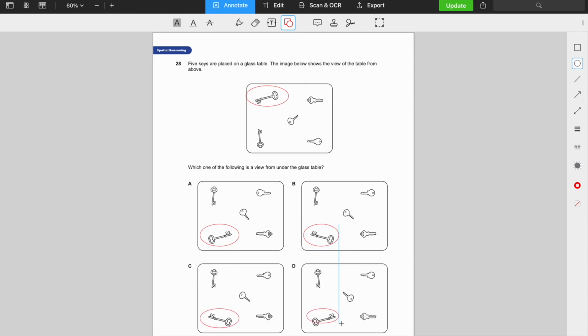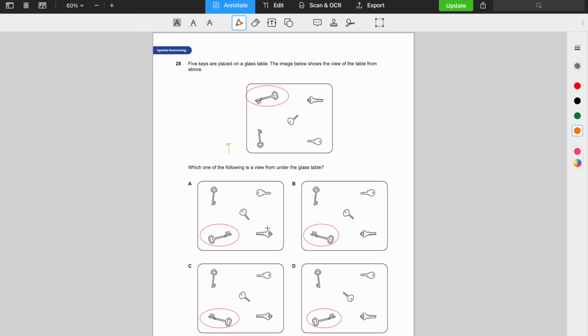It looks to be the longest, and its blade is orientated almost horizontally to the length of the glass table, if that makes any sense. So what do you think is the view? I know it's a bit confusing, but you're looking from there. So you're almost turning it upside down. You're turning it upside down and viewing the bottom from that orientation.